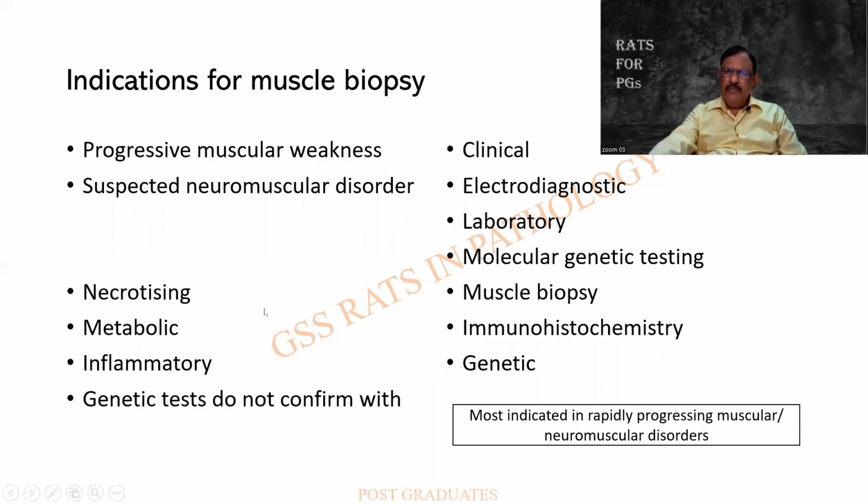And what are all the investigations which should be done? 1 is clinical, 2 is electrodiagnostic, laboratory, molecular genetic testing, muscle biopsy, histochemistry, immunohistochemistry, and then genetic. Most indicated is the rapidly progressive muscular or neuromuscular disorder.